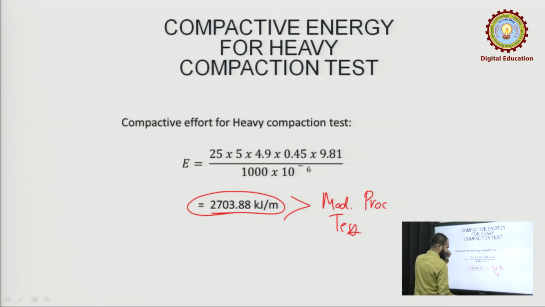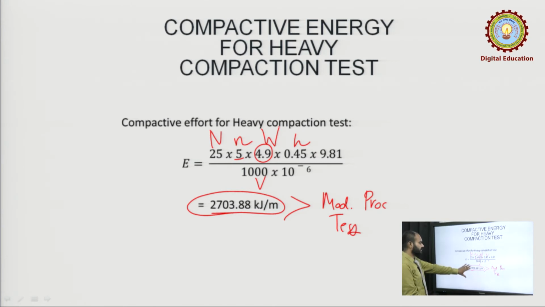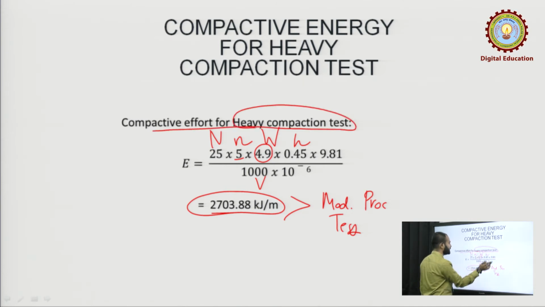So what we were discussing about, this is n, small n, the number of layers, and this is the volume obviously, and this will be the height of fall, and this 4.9 is the weight of the hammer. So we again get the energy which is being delivered to the soil per unit volume by the heavy compaction test.